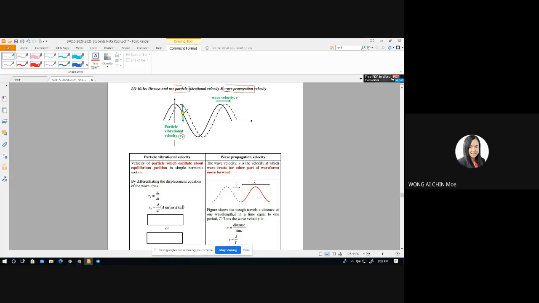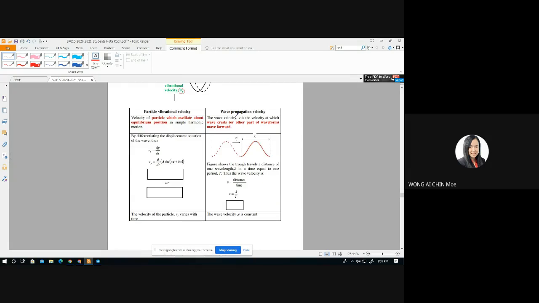If you refer to this graph, your particle vibration velocity is only Vy, because the particle is only moving up and down at the equilibrium position. But the wave velocity will propagate to the left or to the right. So these two are different things.